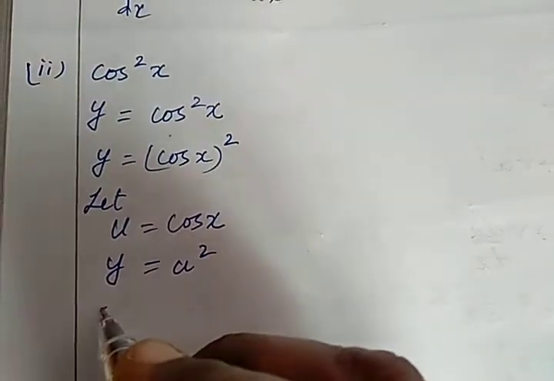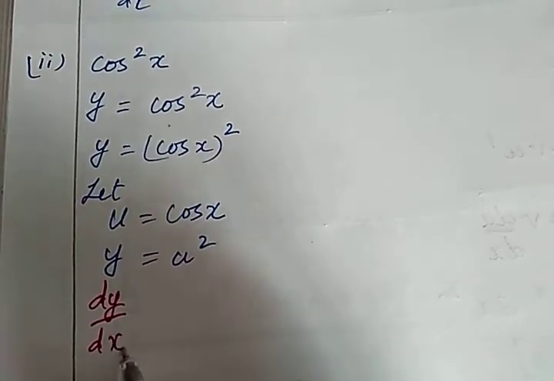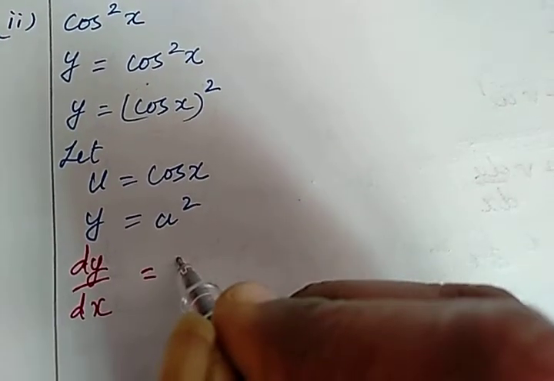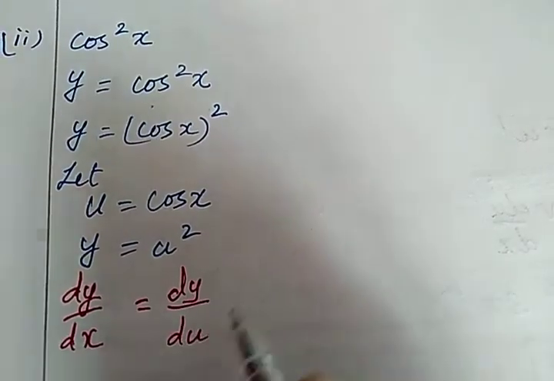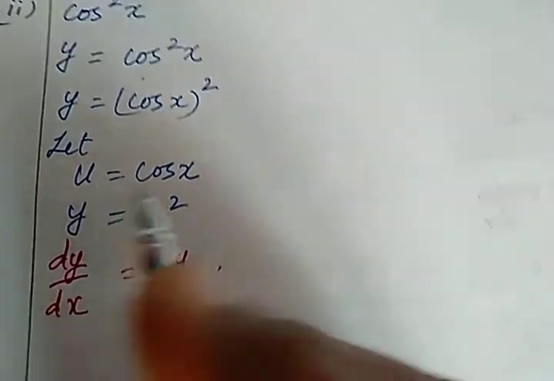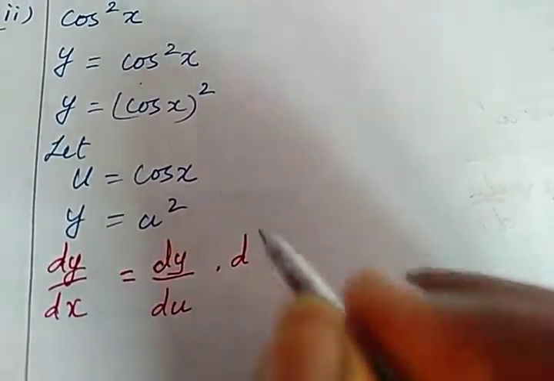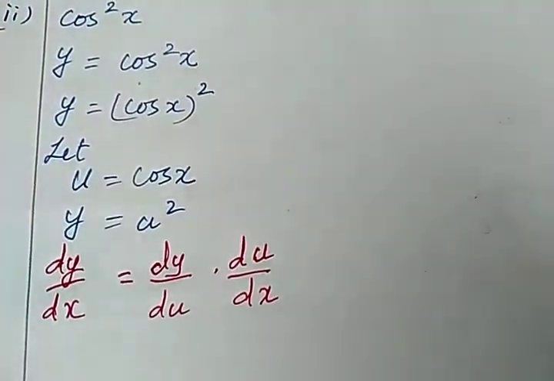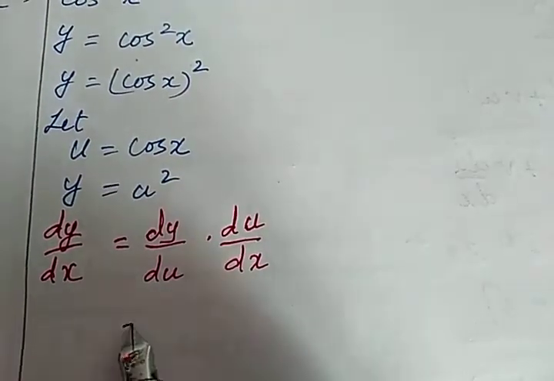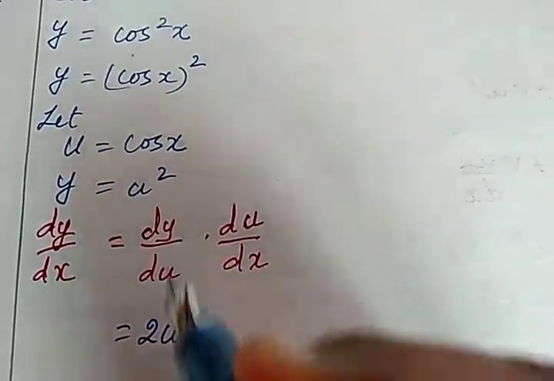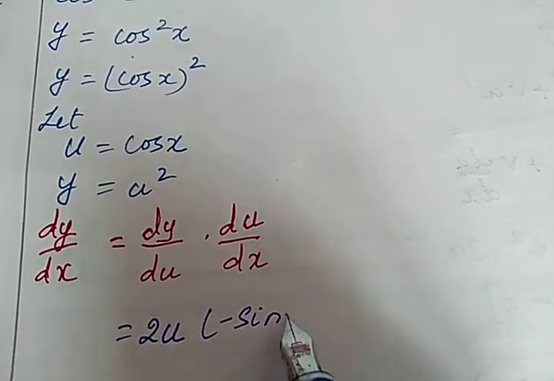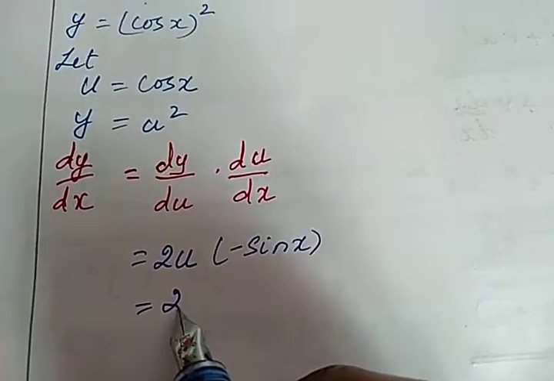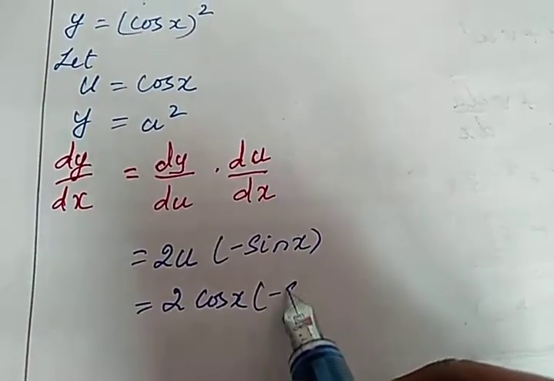Now write the formula. We have to find dy by dx. First we have to differentiate y with respect to u, so it will become dy by du. Then we have to differentiate u with respect to x, so it becomes du by dx. Now shall we differentiate? First, u squared, if you differentiate, you will have 2u. And cos x, if you differentiate, you will have minus sin x. Now substitute cos x instead of u: 2 cos x into minus sin x.